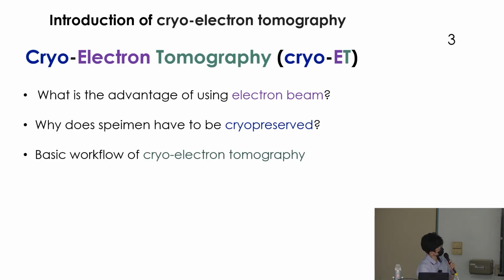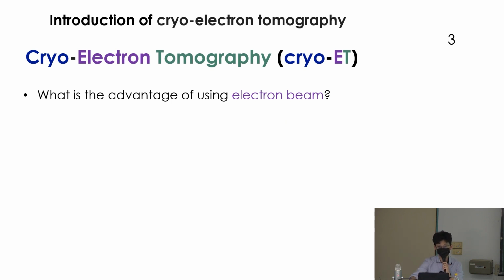But first of all, let's look at this cryo-electron tomography, cryo-ET. We can divide this into 3 parts: cryo, electron, and tomography. Here, we would like to ask ourselves a question. What is the advantage of using electron? And the second, why does the sample have to be cryoprotected? And lastly, how is the entire cryo-ET experiment conducted?